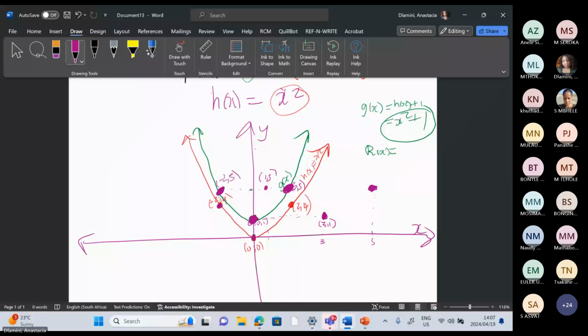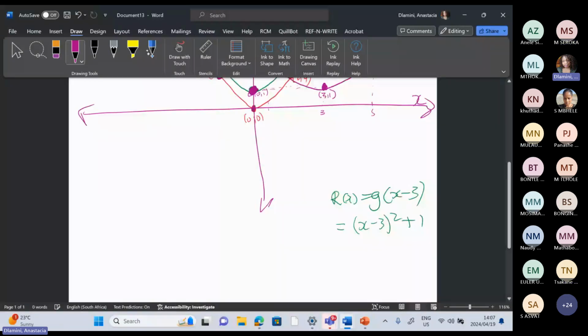Now, do you see that? This is the graph of r of x. The r of x is what? It is x minus 3 squared plus 1. Now let's call this h of x. What is the new h of x? What can we do to the graph?